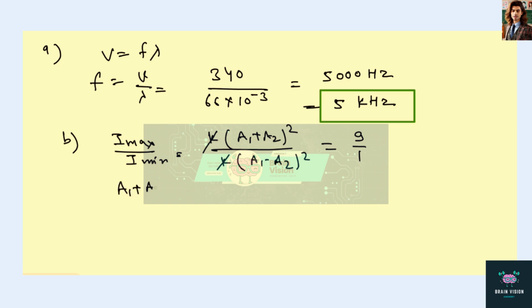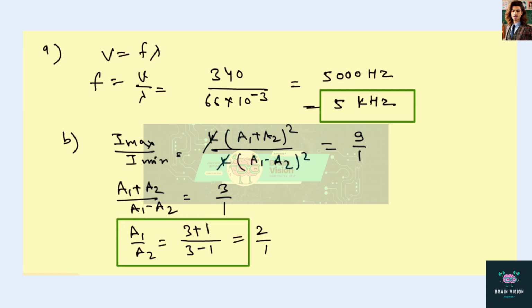Now we will take the square root on both sides of the equation. So (A1 plus A2) divided by (A1 minus A2) will be the square root of 9 by 1, which is 3 by 1. Now we can apply componendo and dividendo: add the denominator to the numerator in the numerator, and subtract the denominator from the numerator in the denominator, so it will be 2 by 1. So A1 by A2 is 2, and the ratio of the amplitudes is 2.